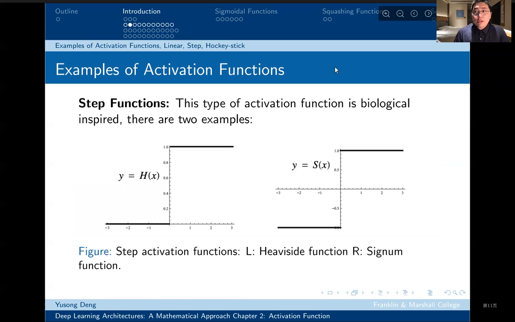So let's look at the second type of activation function, the step function. Actually, this type of function is really amazing. It is biologically inspired. There are two examples, as you can see. Why do I say it is biologically inspired? It is just like if I have a pen here and I take off the cap of the pen and I try to stick the tip into my skin. Don't try this at home yourself, right?